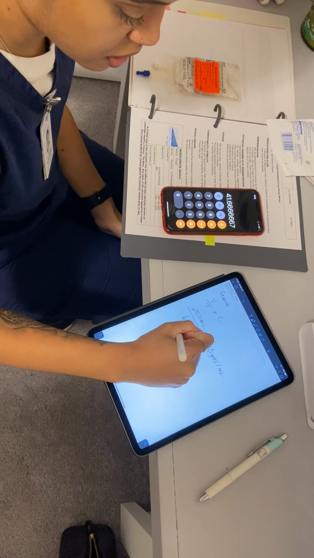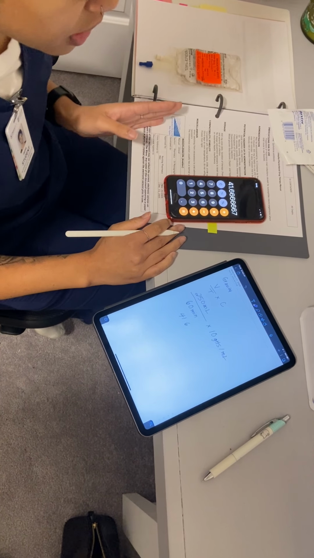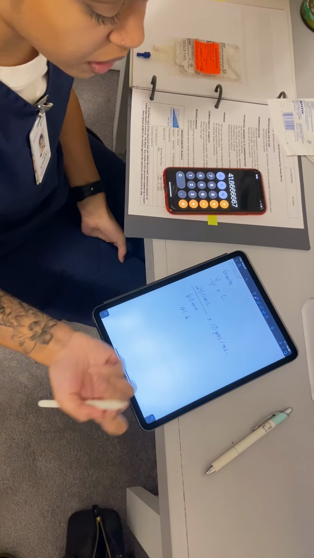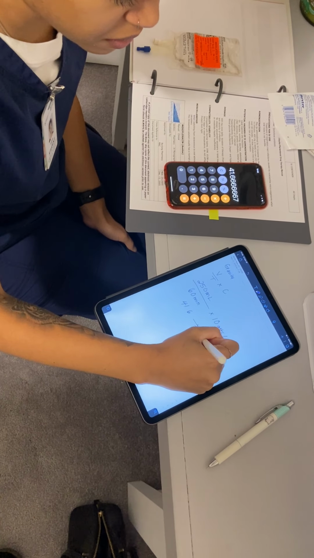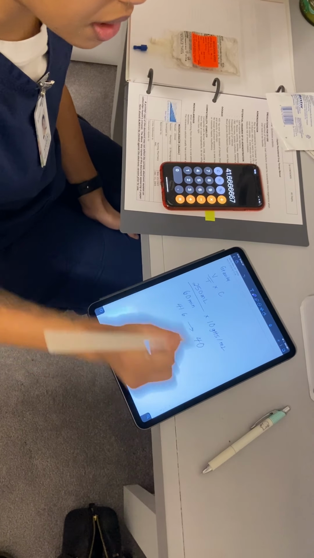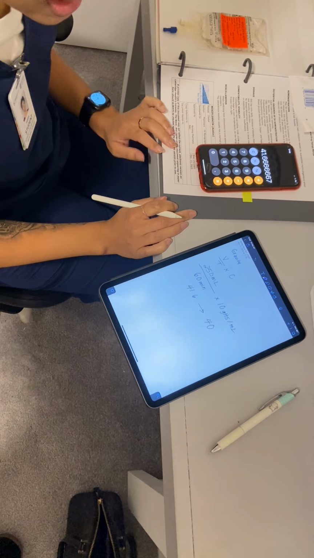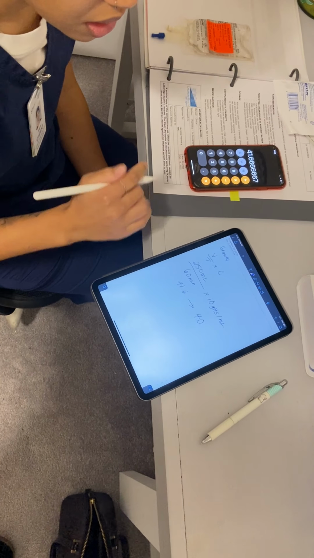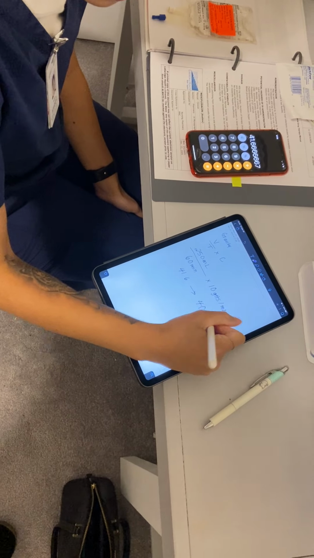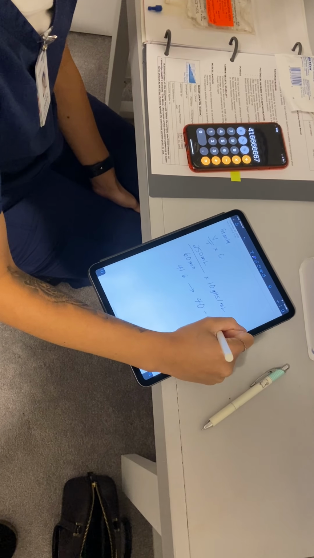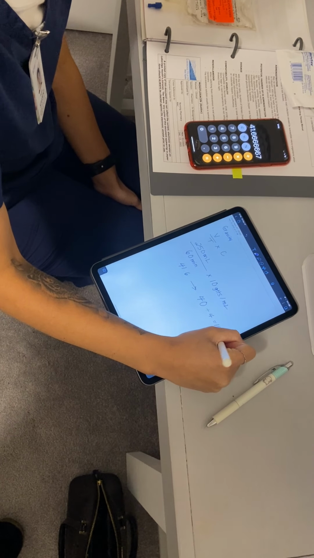So I get 41.6, but to make it divisible by 4, we're going to round it down to 40 drops. And then in order to calculate how many drops I need in 15 minutes, we're going to divide this by 4, which gives me 10 drops per minute.